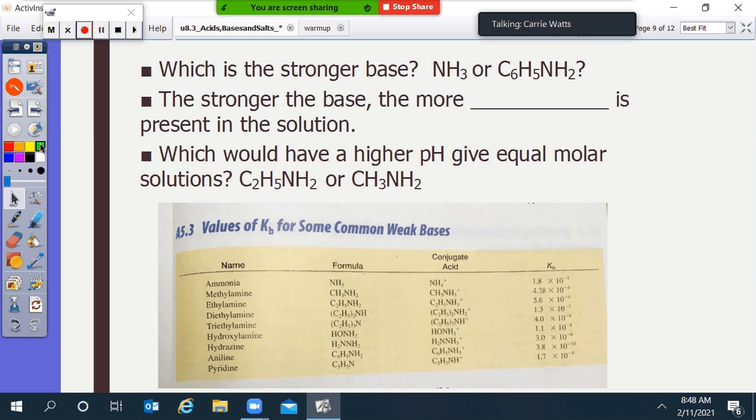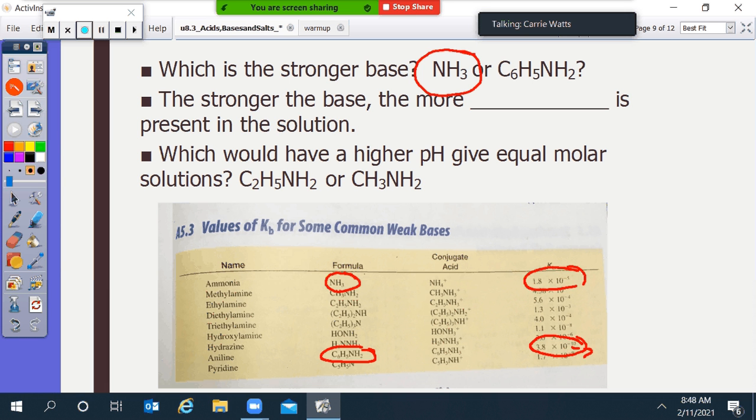Which is the stronger base, NH3 or C6H5NH2, which happens to be aniline? Let's circle them in green or red. I'm colorblind today. The Kb for ammonia is 1.8 times 10 to the negative fifth. The Kb for aniline has a negative 10th. It's a lower number, so our stronger base would be ammonia.